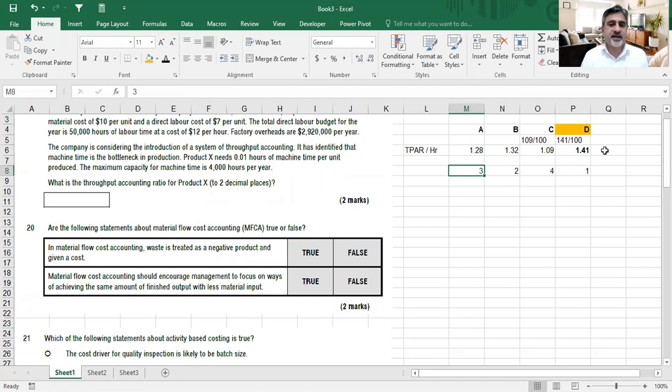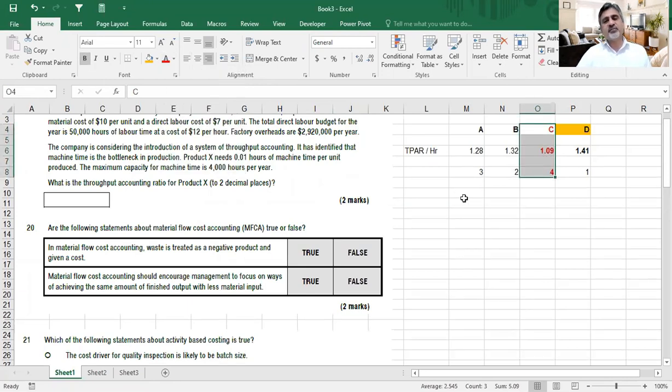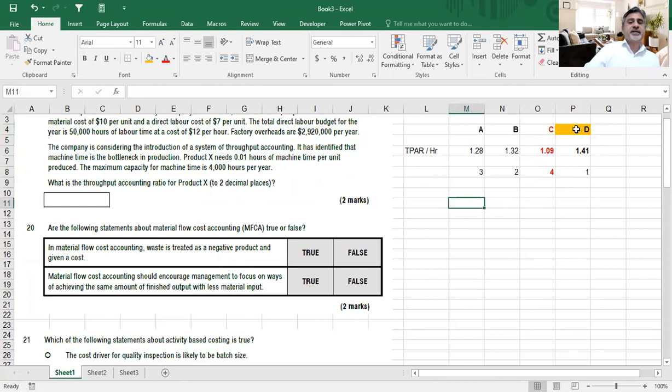There are always limitations. And when there are limitations, you have to make choices, what to make, what not to make. You have to make compromises. You have to make sacrifices. So which product are you going to sacrifice? You definitely are going to sacrifice product number C, because that brings you the minimum return. The maximum return is given by product number D. So this is a general idea about throughput accounting.